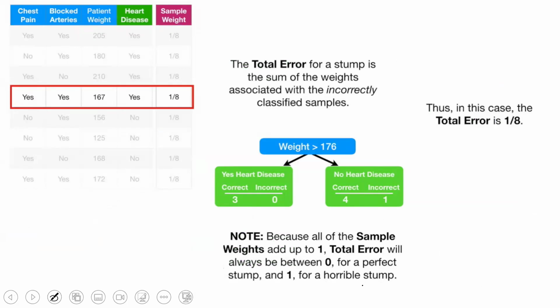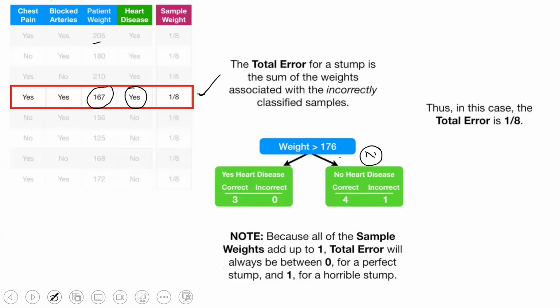The only record that is wrongly classified is this particular record. The weight is 167 for this patient. When weight is greater than 176, you're saying the patient has heart disease, and when weight is less than 176, you are saying no heart disease. This particular stump predicted that this patient has no heart disease, but in reality he has heart disease. So this is the only record where the error is made.